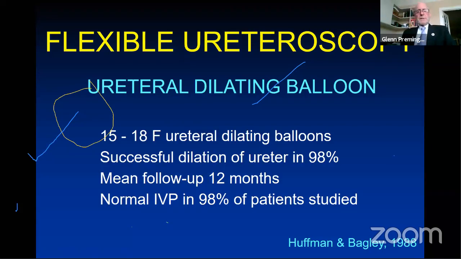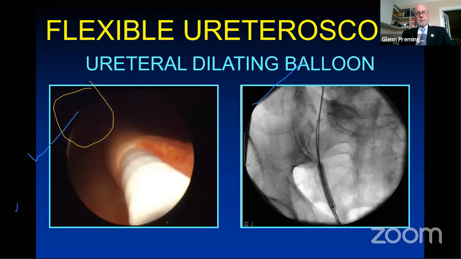Now, initial studies of ureteral dilation were performed back in the late 1980s. From this initial study, where the ureter was dilated to 15 to 18 French with ureteral dilating balloons, they were able to dilate successfully in 98% of the patients, and there was a normal intravenous pyelogram in 98% of the people on follow-up. And I think you're all familiar with balloon dilation of the ureter.